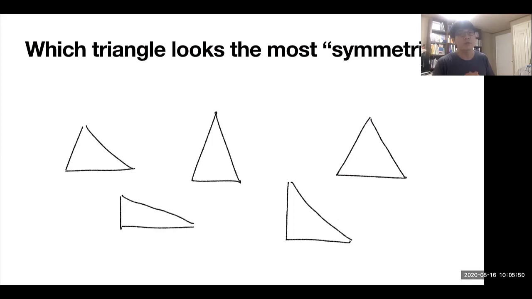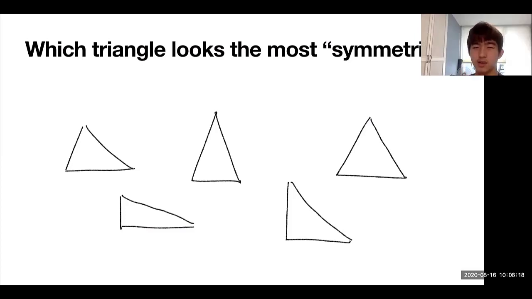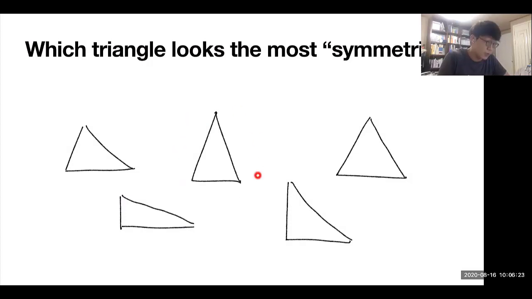And maybe someone can just speak up and try to share their ideas of which one you think is the most symmetric triangle and why would you think so? So anyone? Just like the second one, the one that's isosceles. Second one? Yeah. So this one, right?